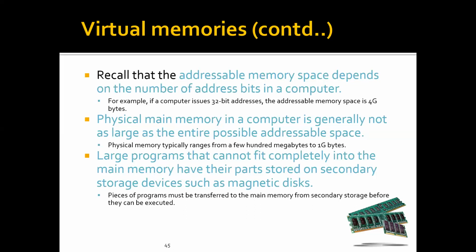When the rest of the program is required, a part of the program which is already in the memory is moved to the secondary device, and the requested part is brought into the main memory. This is called swap in and swap out. Taking information from the memory to the secondary device is called swap out or roll out. Taking data from the disk to the memory is called swap in or roll in.